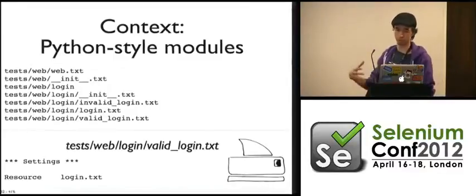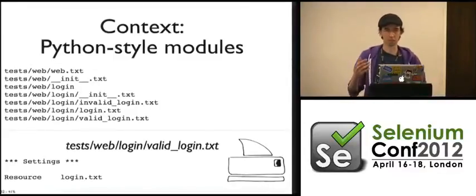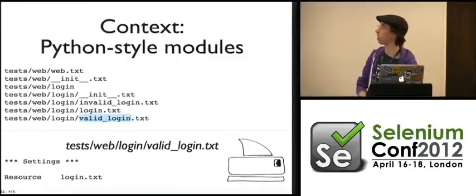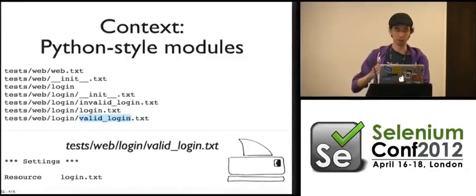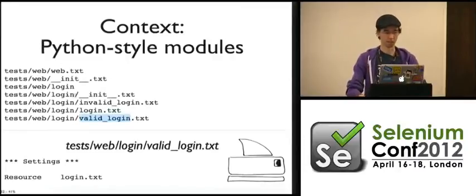Robot Framework comes with a module system that's very similar to the Python one. So for example, the invalid login tests down here are automatically in the login suite. And all the keywords in this init text file are available to it. And because the login suite is nested in the web suite, all the keyword definitions one level above are also defined, and I can call them.